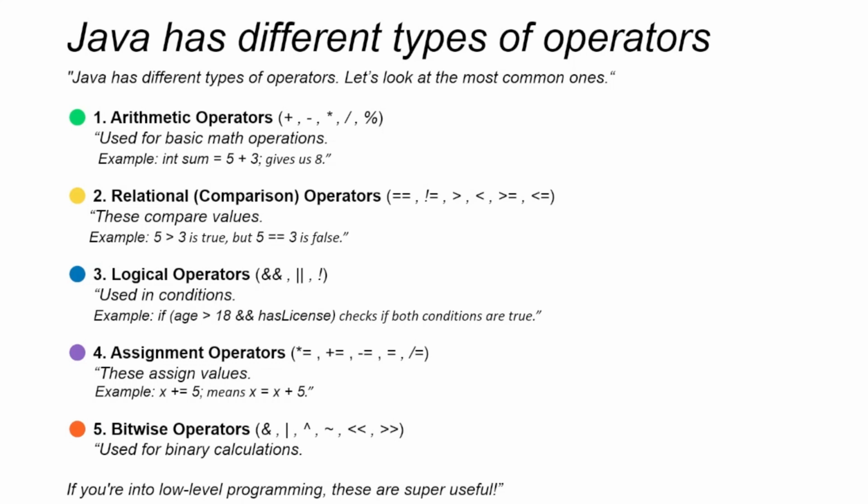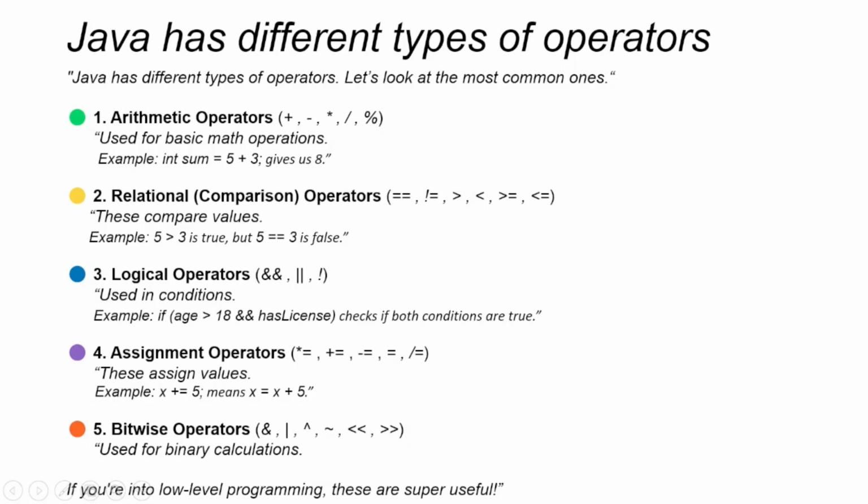4. Assignment operators. These assign values. Example, x += 5 means x = x + 5. 5. Bitwise operators. Used for binary calculations. If you're into low-level programming, these are super useful.